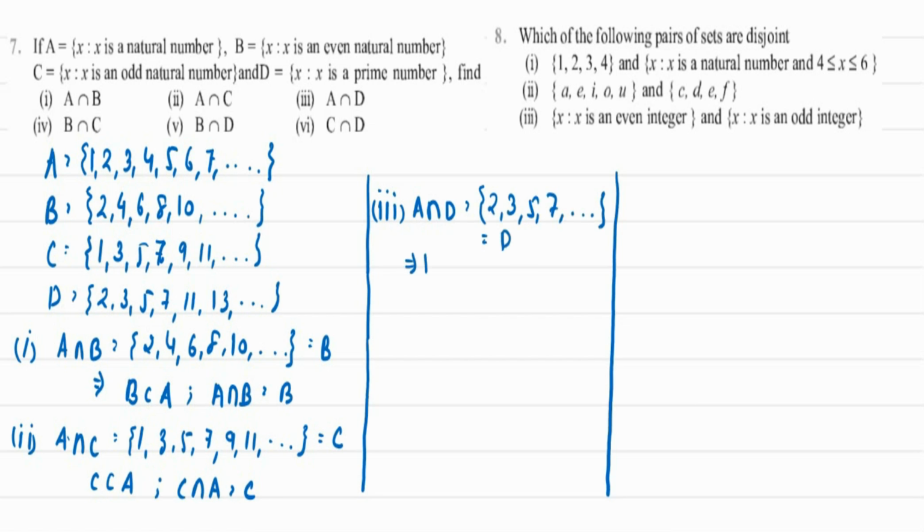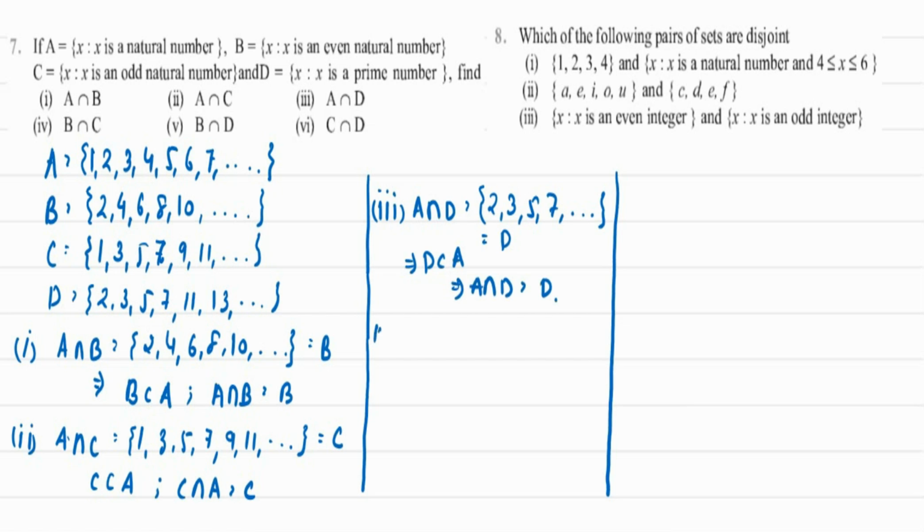One more result that we get is D is a subset of A. So A intersection D will be set D itself because all the common elements of A and D will lie in set D itself. Therefore, the intersection set will be set D.